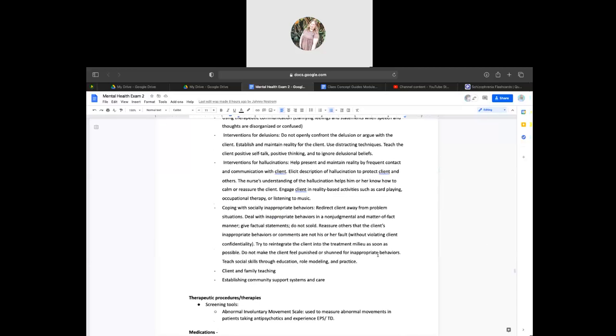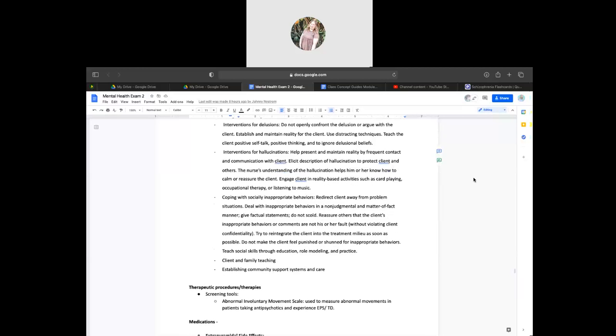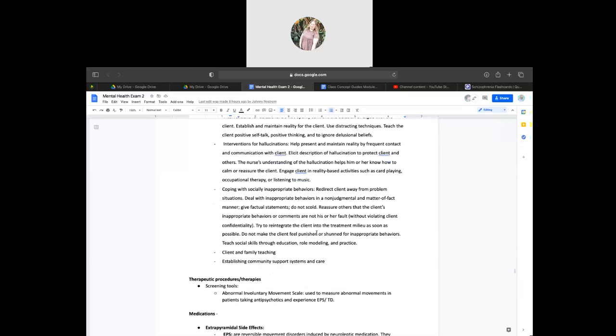If they have socially inappropriate behaviors, we need to redirect them and set our limits with our patients. We need to be non-judgmental, be factual, and never give punishments. For example, "This behavior is inappropriate. You need to go to your room." That's all you have to do. Don't make them feel punished for inappropriate behaviors.